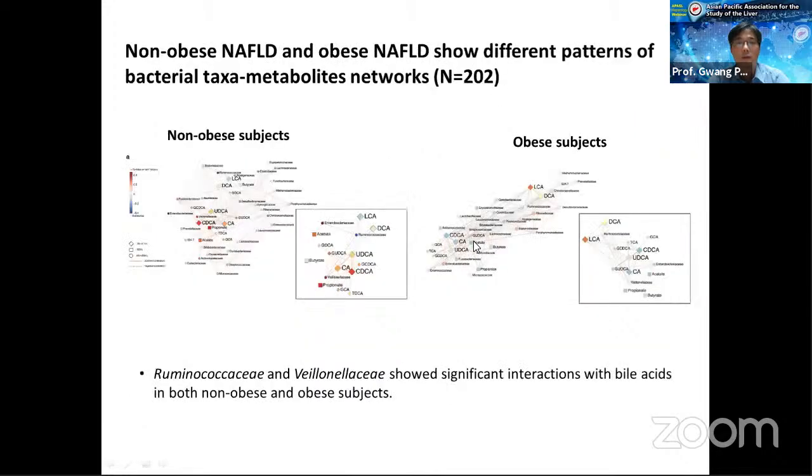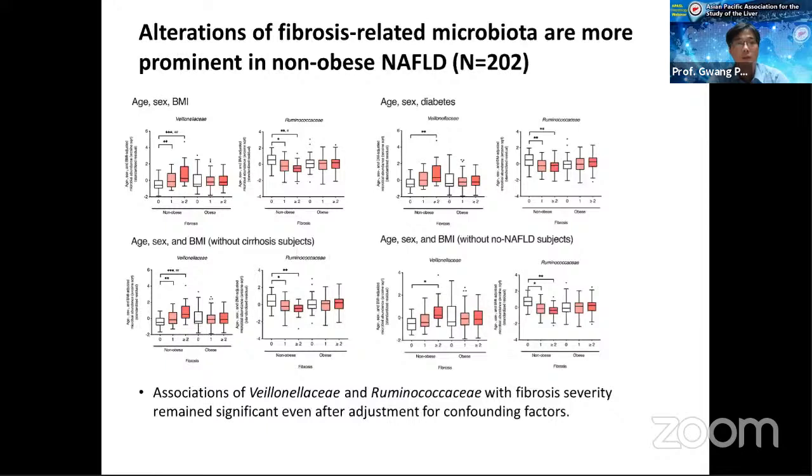And also when we analyzed the stool metabolites, such as the bile acids and the short-chain fatty acids and a number of different metabolites from the stool, we found that non-obese subjects also had different patterns and significant associations with a number of these stool metabolites with this NAFLD disease. And particularly the Ruminococcaceae and Veillonellaceae showed significant interaction with bile acid in both populations.